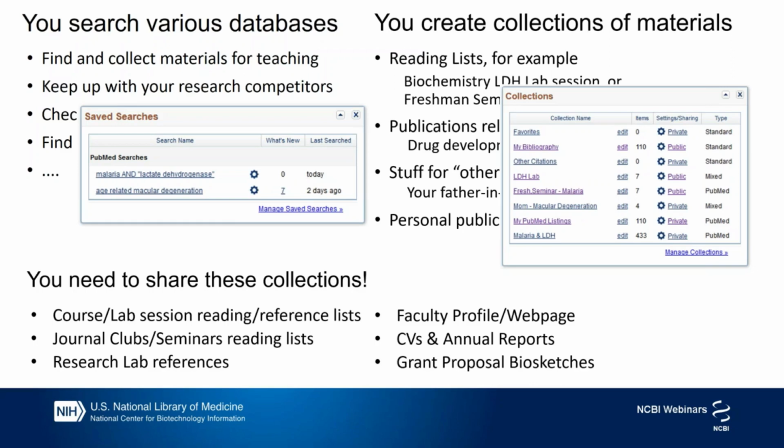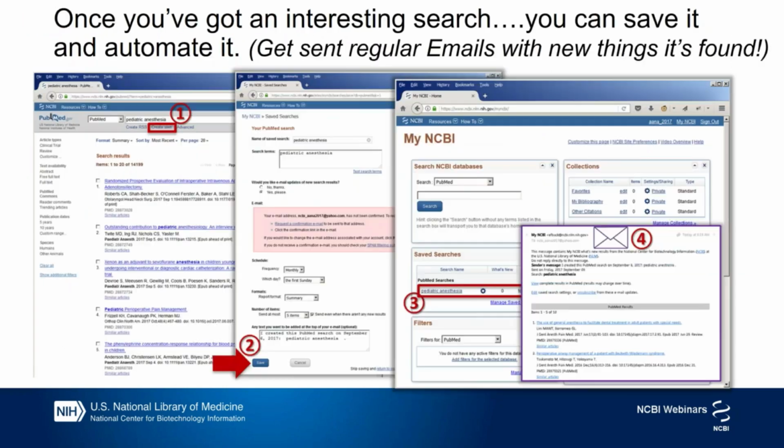Now, once you have all of these lists and you've created these collections, you often need to share them with students, colleagues, or administrators. There's a lot of reasons you might want to share a list. Maybe reading reference lists for courses or labs, or journal clubs or seminars. Maybe you want to have that link on your faculty profile page of all of your publications. Maybe you need to share them with the administration so they can see your productivity. Yes, you can share these collections too, and we'll show you how.